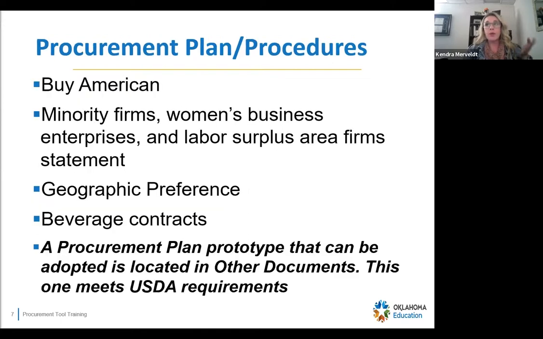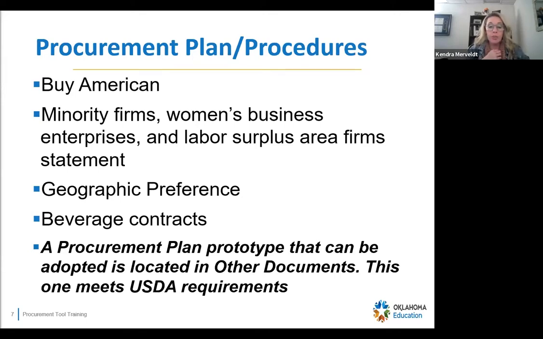Now, other things that have to be within the procurement plan is the Buy American clause. You have to have a statement regarding minority firms, women's business enterprise, and labor surplus, geographic preference, and then beverage contracts. Now, if you don't have a procurement plan, you can adopt ours.